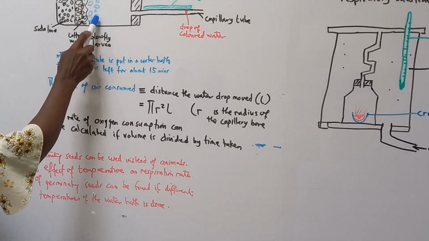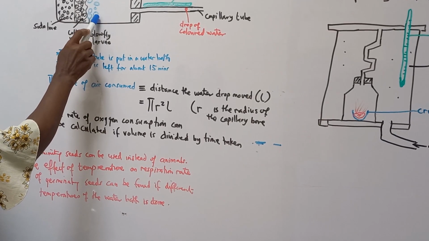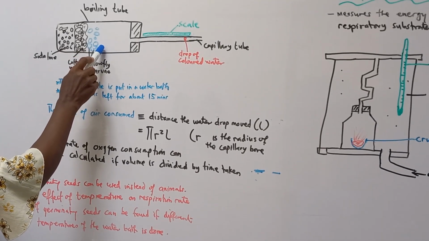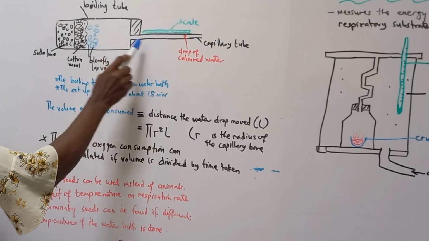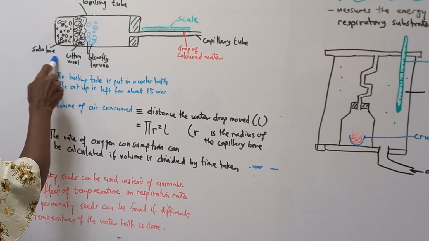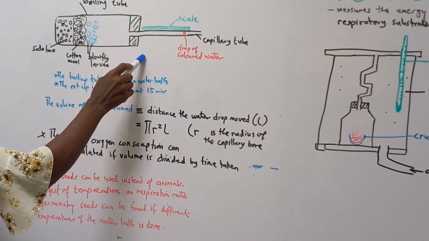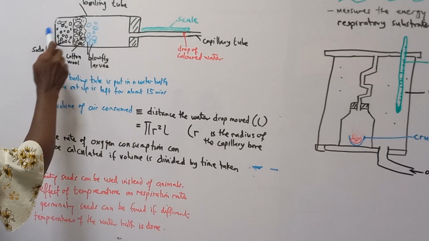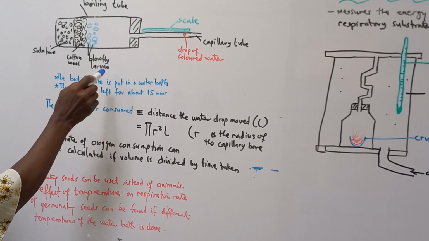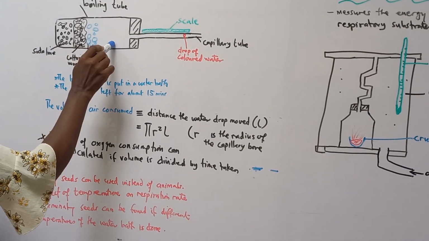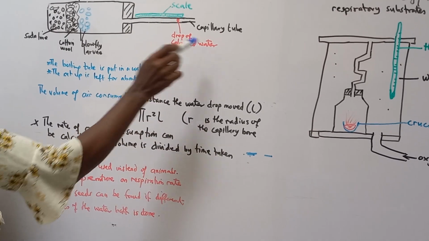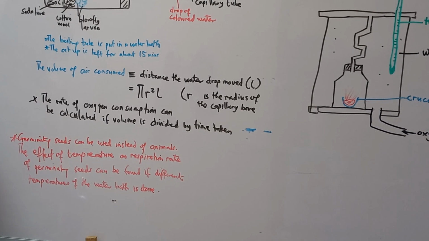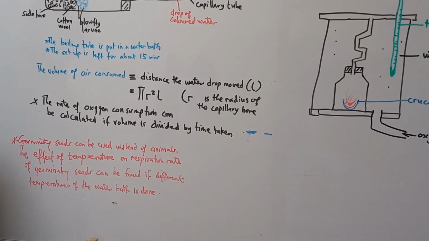Now, the same setup can be used with any other organism instead of the blowfly, or germinating seeds can be used, and the same thing found about the respiratory rate of germinating seeds. Now, when you are using the germinating seeds, the boiling tube can be put in different temperatures, and so the amount of oxygen used against temperature can be plotted, and that can give an indication of the effect of temperature on respiration using this simple respirometer.